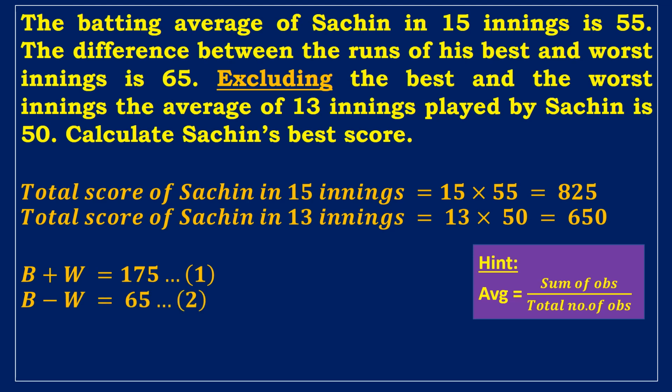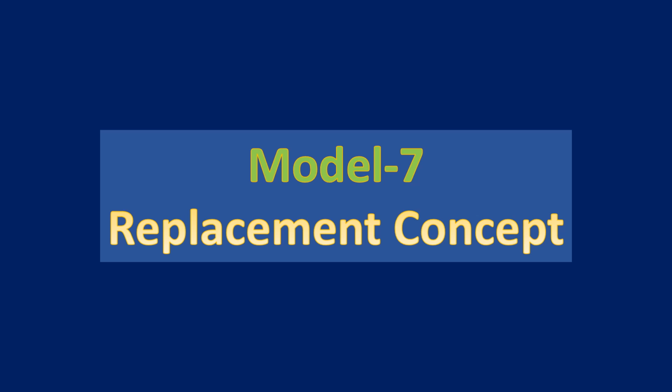We'll call Sachin's best score B, and his worst score W. From the problem, we know the batting average of Sachin in 15 innings is 55. So, the total number of runs he scored in 15 innings is 15 into 55 equals 825. Excluding the best and the worst innings, the average of 13 innings played by Sachin is 50. So, the total number of runs he scored in those 13 innings is 13 into 50 equals 650.